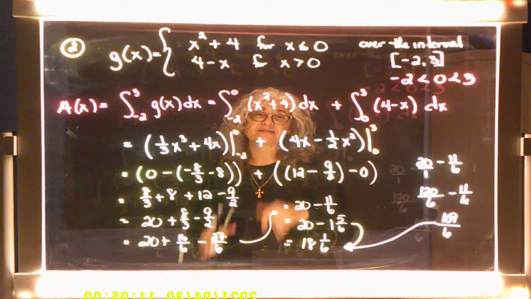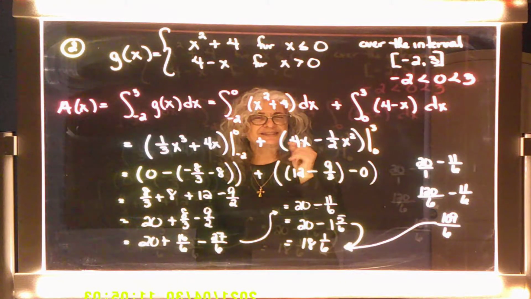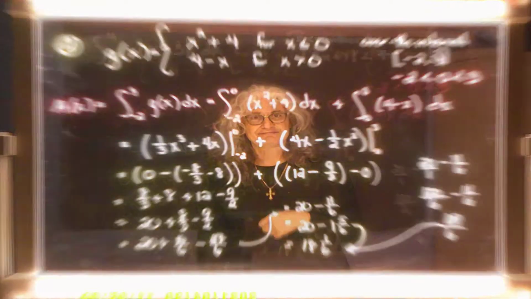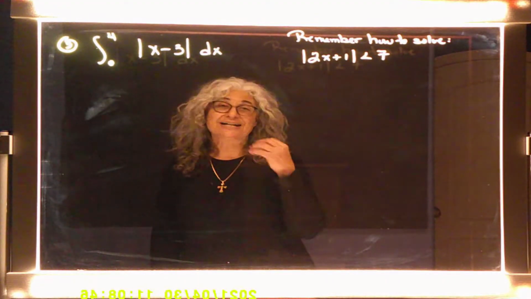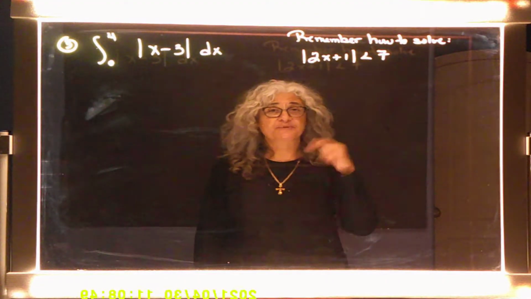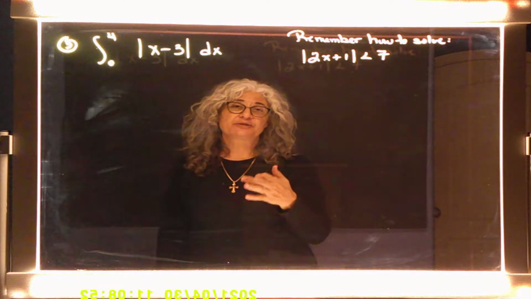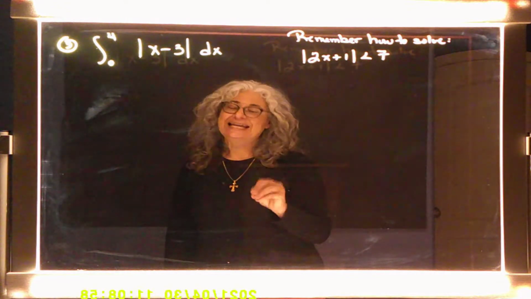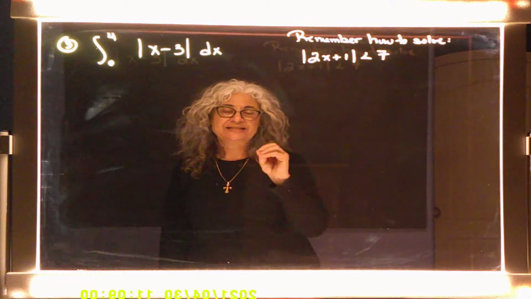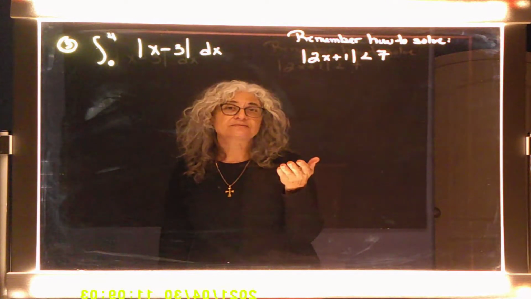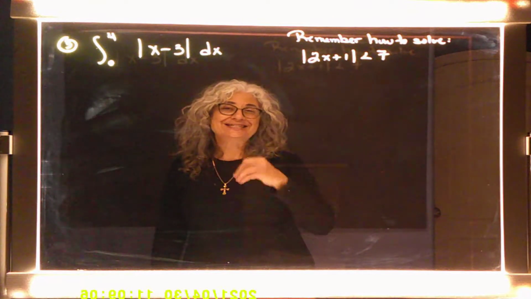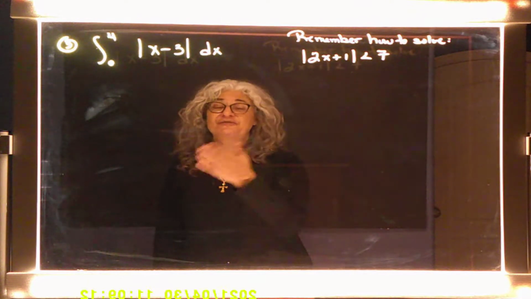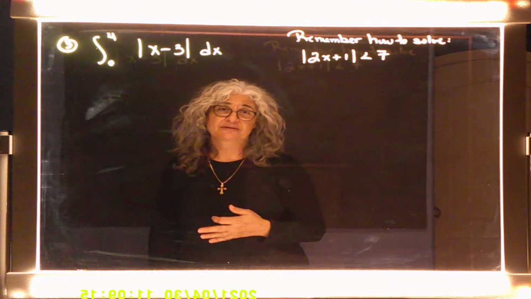Good? Awesome. Got another one, and this one is actually dealing with absolute value, which makes life interesting. This third one is asking me to take the antiderivative from 0 to 4 of the absolute value of x minus 3 dx. Now, we have not had any anti-differentiation rules that allow me to anti-differentiate an absolute value. So we have to figure out a way to approach this.